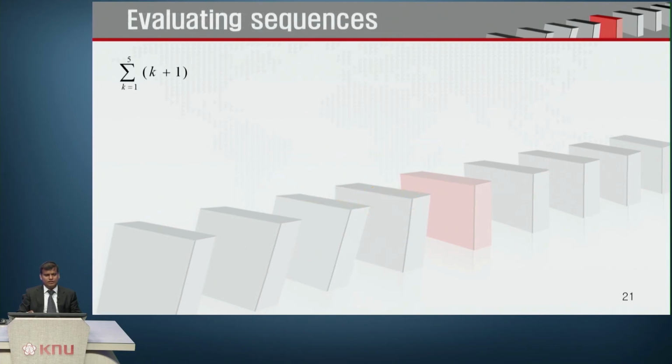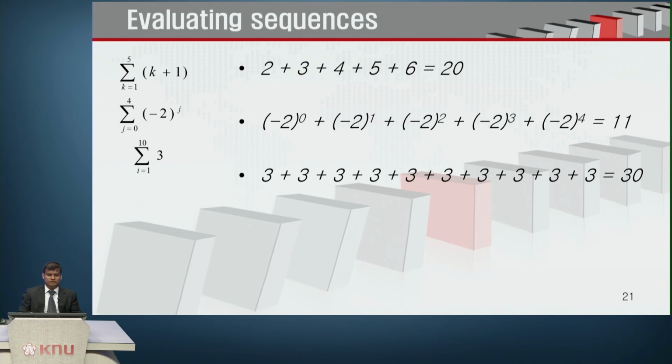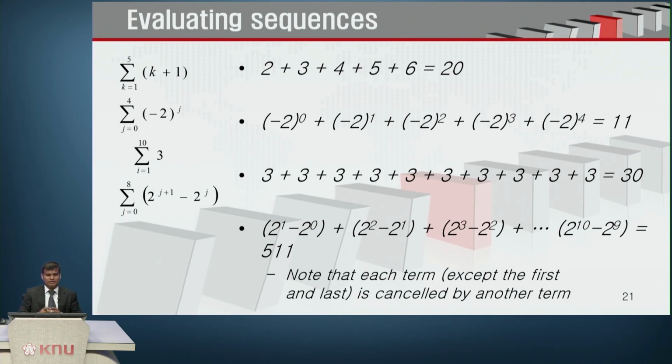Evaluating the sequence, as you can see here, we have the summation k equals 1 till 5, k plus 1. So when you put the values of k equals 1, 2, 3, 4, 5, you get this value, summing up. Again, when you put the value for j equals 0 to 4, you get this value to be 11. Again, when i is 1 to 10, we have 30. j equal to 0 till 8, then again you have 511. Note that each term except the first and last is cancelled by one another. So you can check it out, and it is going to be 0.